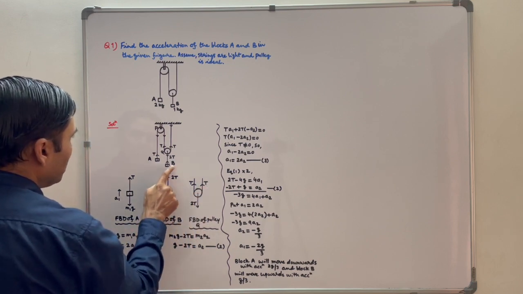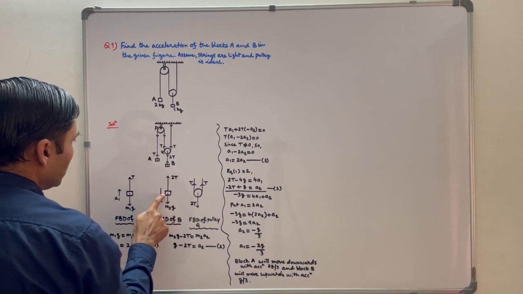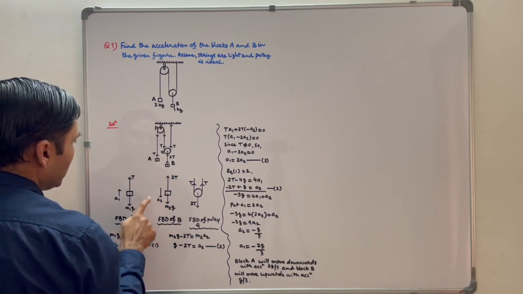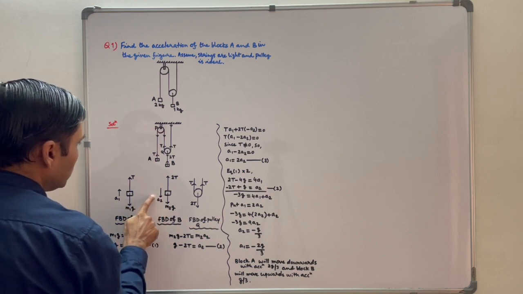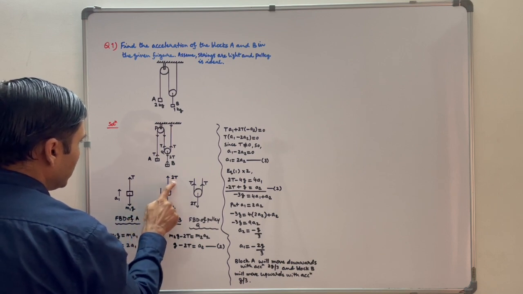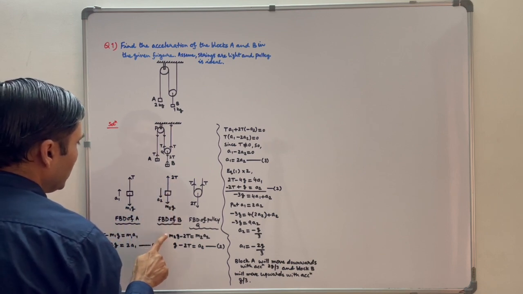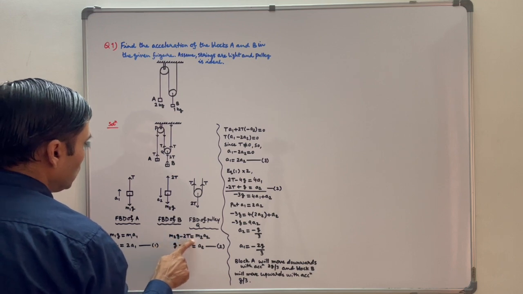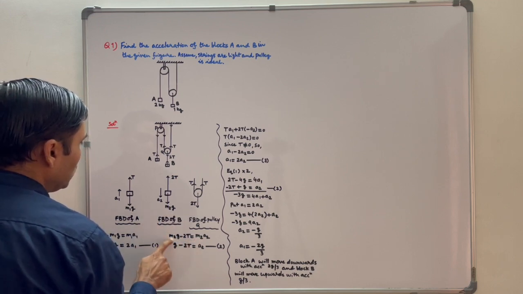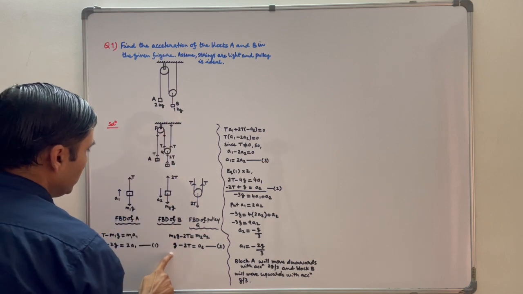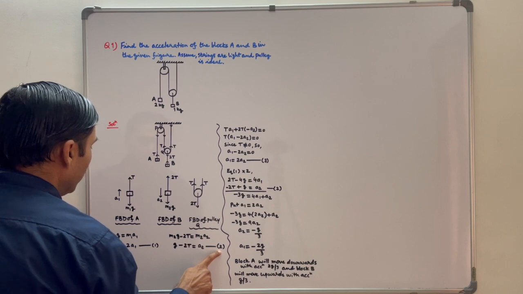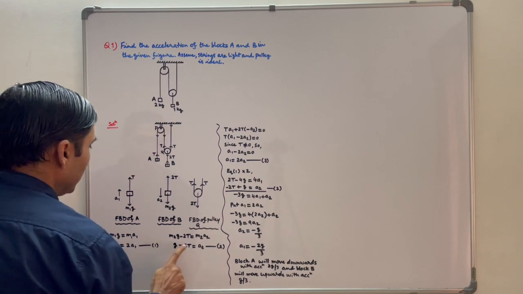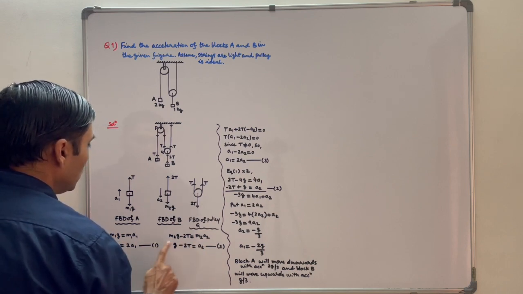This is the FBD of block B. Tension 2T is working on it due to this string. M2G is its weight. Since this block is moving downwards, the net force on it will be downwards and that will be M2G minus 2T. So the equation of motion will be M2G minus 2T is equal to M2A2. M2 is given as 1 kg. So G minus 2T is equal to A2. This is the second equation. We have got three variables A1, A2 and T and only two equations.